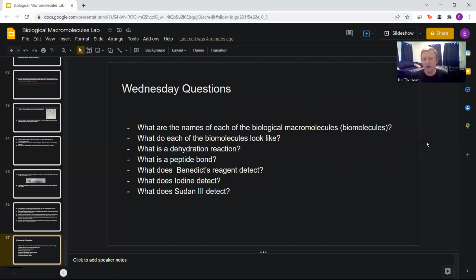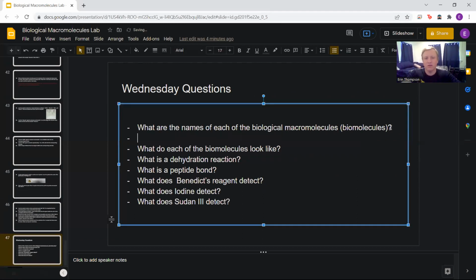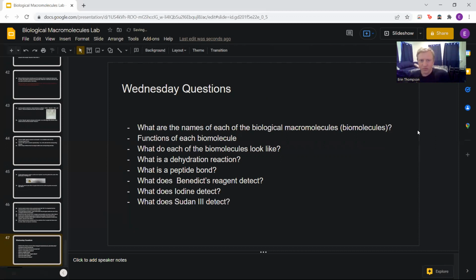So, Wednesday's quiz questions. For starters, you should probably know the names, structures, and functions. And again, this is going back to the first exam. You should know the name, structures, and functions of each of those 4. So that's what they look like. I didn't phrase it as a question, but you should know the functions of each biomolecule. You should know what a dehydration reaction is.